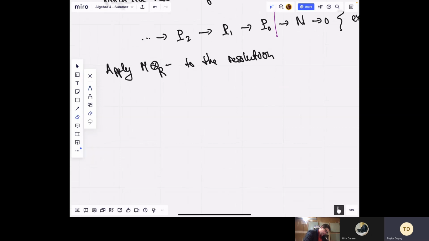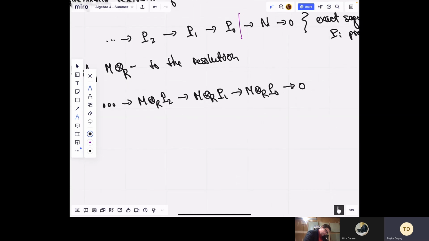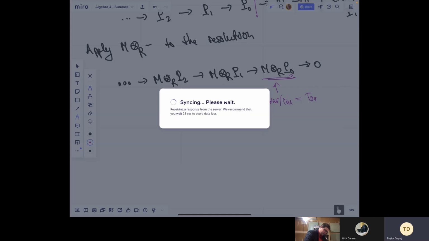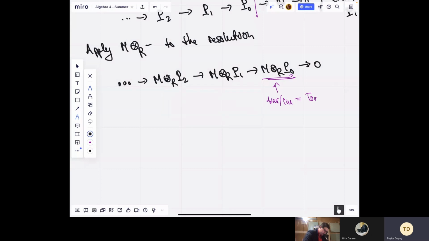So what do we get? We get dot dot dot, M tensor over R with P2, M tensor over R with P1, M tensor over R with P0, and then this goes to 0. So Tor 0 is about this node. We have the kernel mod the image, and that is Tor 0.